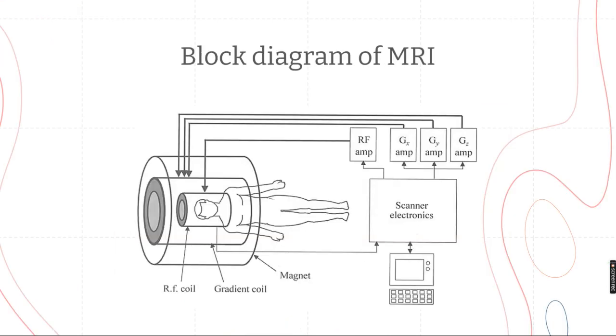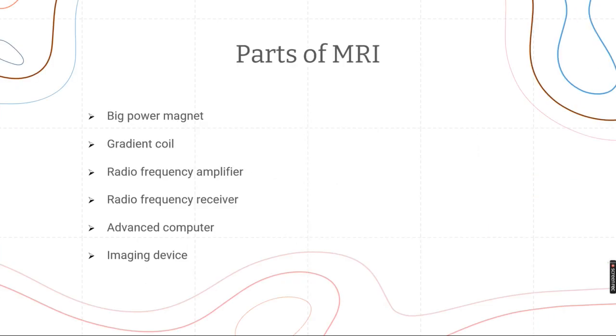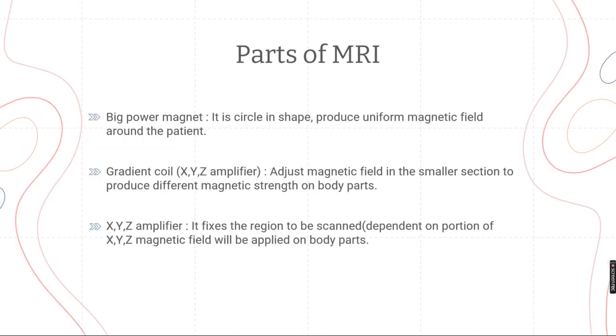Block diagram of an MRI. Parts of MRI: big power magnet, gradient coil, radio frequency amplifier, radio frequency receiver, advanced computer, imaging device. Big power magnet. It is circular in shape and produces a uniform magnetic field around the patient. Gradient coil adjusts the magnetic field in the smaller section to produce different magnetic strength on body parts.